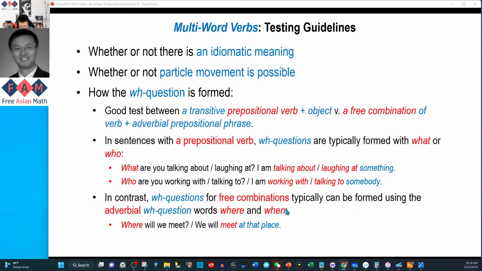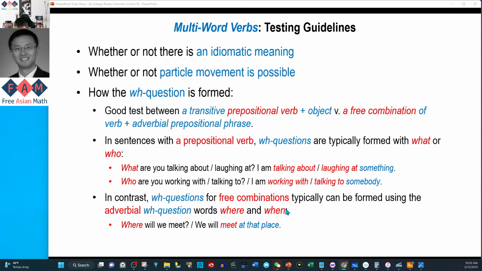Do you see the difference between this structure, meet at, and laugh at or talk to? You cannot think of meet at as a prepositional verb that must be followed by a noun. So we will meet at that place. In this case, at is part of a prepositional phrase. In other words, if you look at laugh at or talk to, that little word at or to is associated with the verb rather than the noun. Laugh at logically is one unit. It serves as a transitive verb and it needs to be followed by a noun.